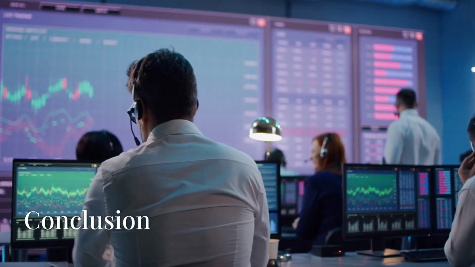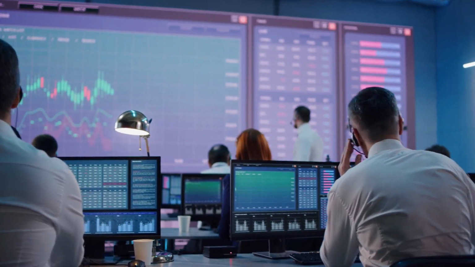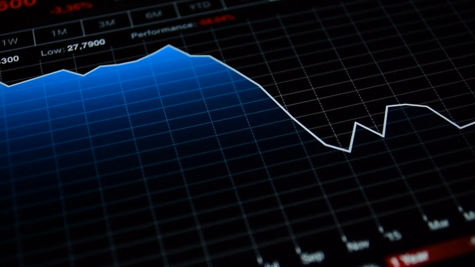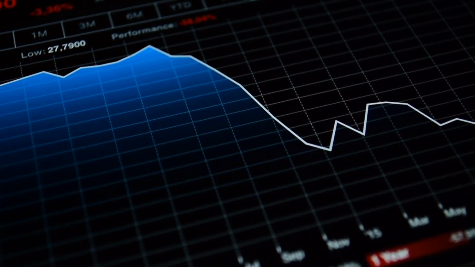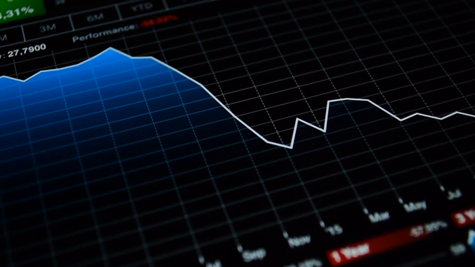Mortgage rates are affected by a complex mix of domestic and global economic conditions, central bank policies, inflation trends, and market forces. When the economy is strong, rates generally rise, and when the economy weakens, rates tend to fall. Ultimately, mortgage rates are a reflection of the overall health of the financial system and the broader economy.